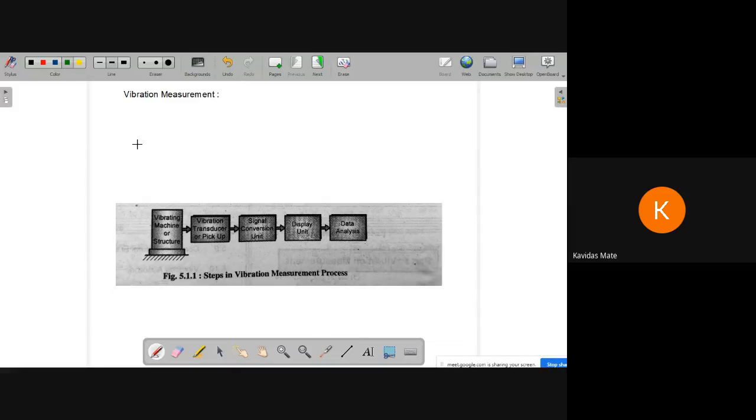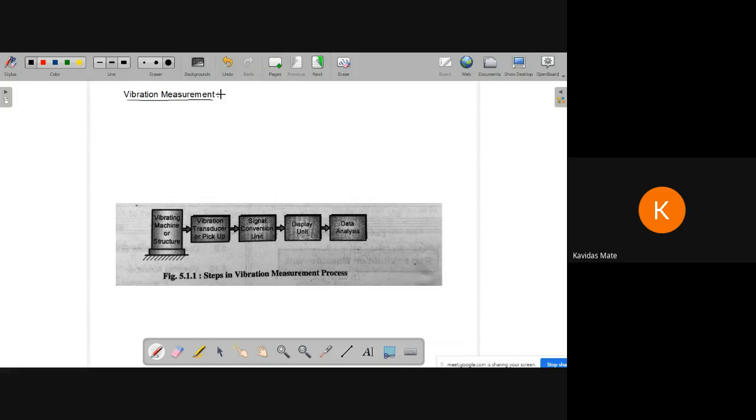Number 5, mechanical vibration measurement and control. So I will start with mechanical vibration measurement systems. Basically, for mechanical vibration systems, these are the steps of vibrations that you see on the board. But before starting on the actual measurement process, let me explain why we require vibration measurements.